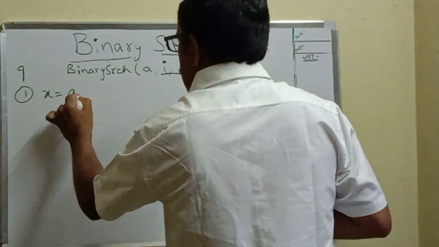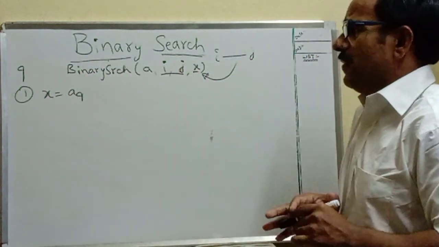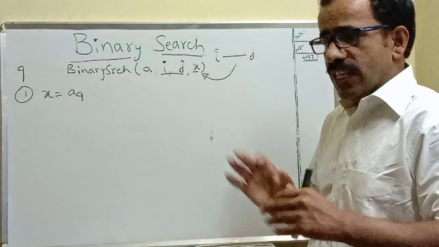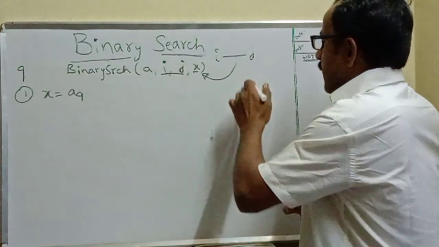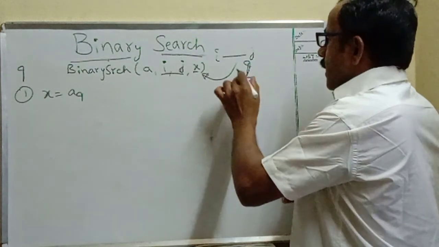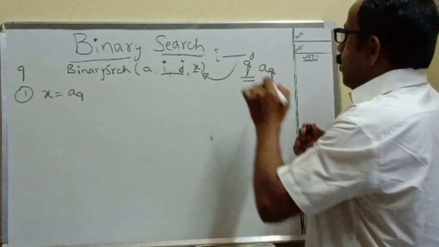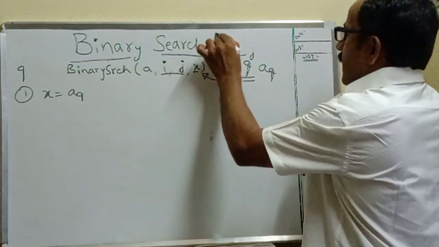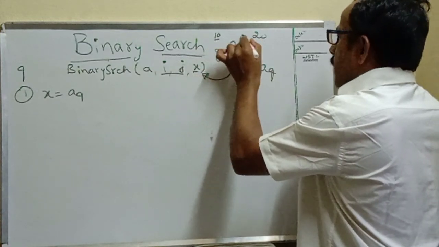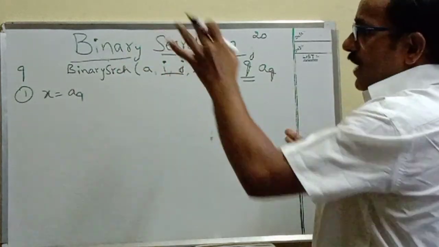If x equals aq, because we selected q. I will tell you what the criteria of selecting q is according to the divide and conquer approach under binary search. If you select q, then the element present at q is aq. This q must be between i and j. Suppose i is 10 and j is 20, you must take the q value as either 10, 11, 12, 13, or up to 20. Selection criteria I will tell you after explaining these three steps.